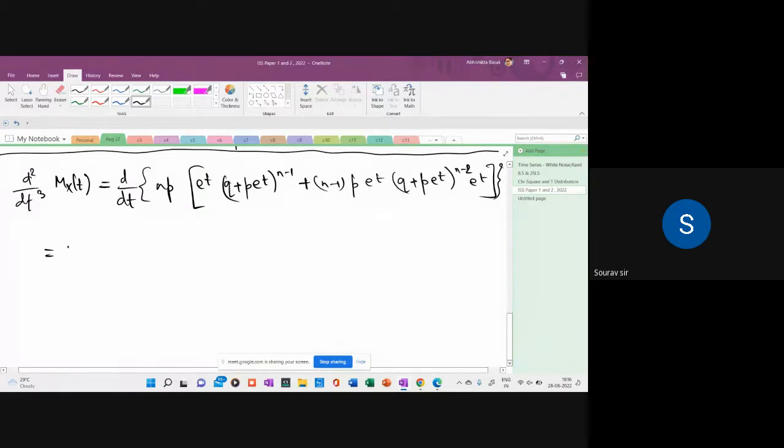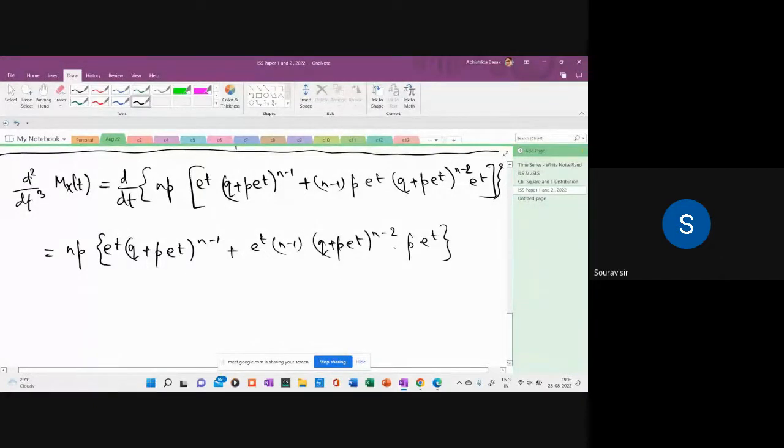First, np will be out of the derivative portion. We can do the derivative of this thing. That is going to give me e to the power t (q plus p e to the power t) whole to the power n minus 1, plus e to the power t will be the same, n minus 1, (q plus p e to the power t) whole to the power n minus 2 into p into e to the power t. That is the first portion.